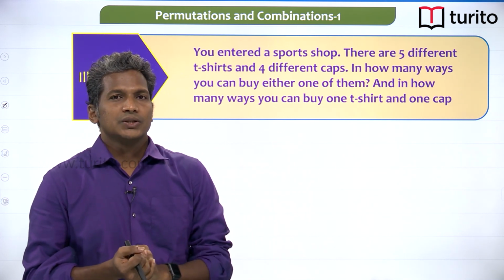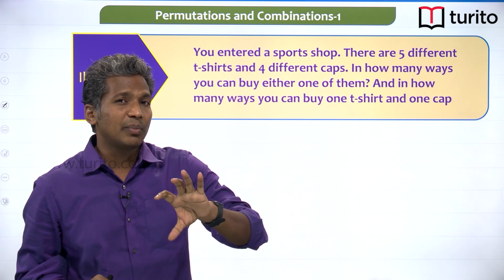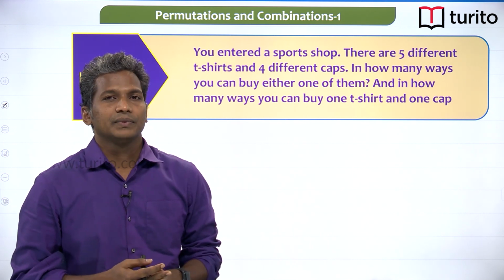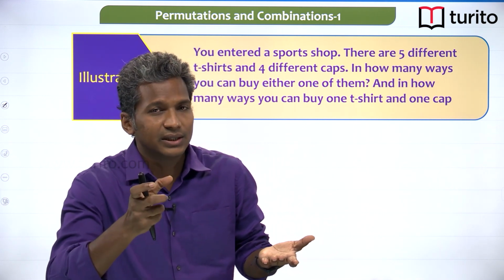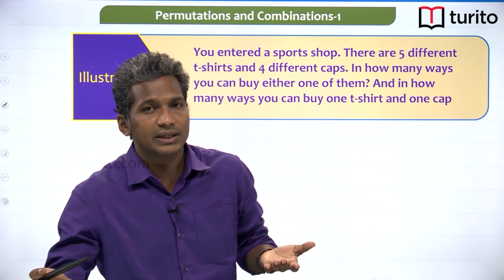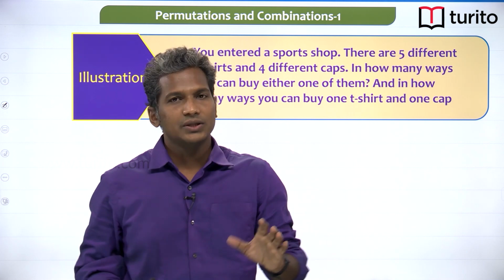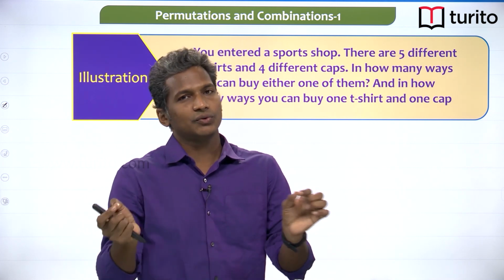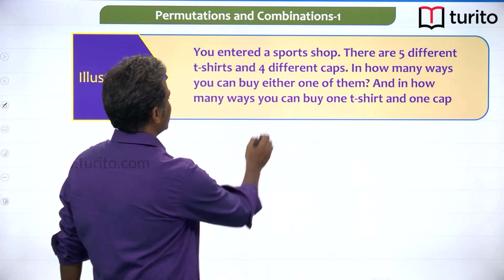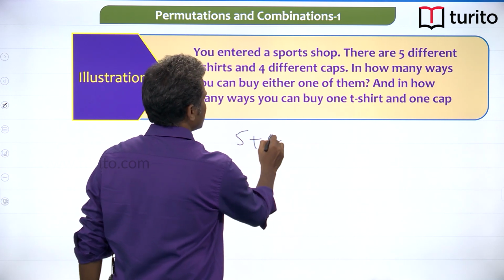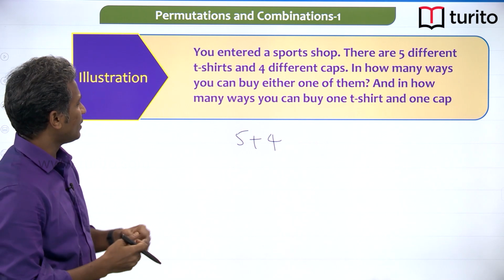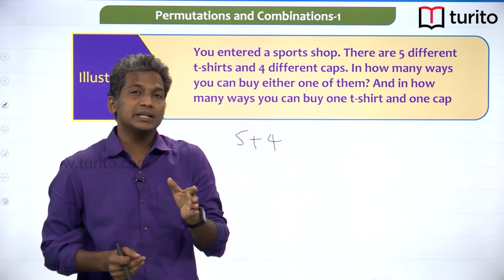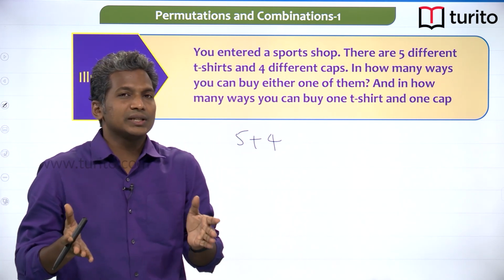Now, in how many ways can you buy either one of them? It is 5 here and 4 here. When we say either, that means either you are buying a t-shirt or you are buying a cap. So, the relation is an OR relation, and we add them. For the first part the answer is 5 plus 4. Now, for the second part, in how many ways can you buy one t-shirt and one cap? So, what is the logic here?